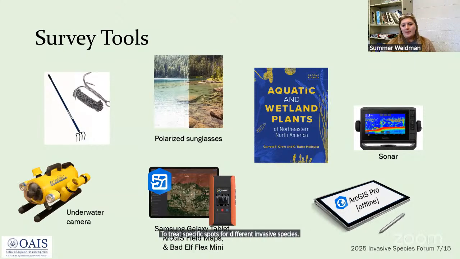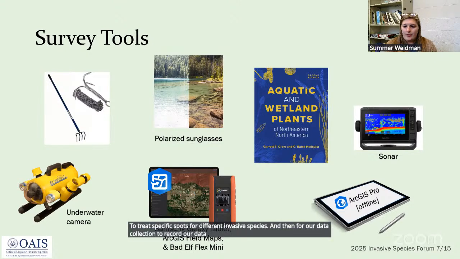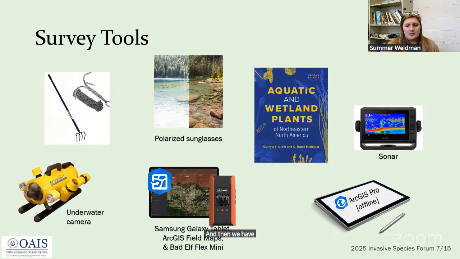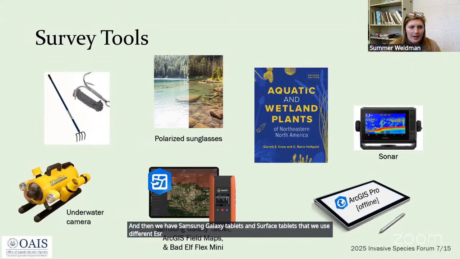And then for our data collection, to record our data, we use a Bad Elf GNSS system, which gives us our GPS coordinates. And then we have Samsung Galaxy tablets and Surface tablets that we use different Esri software for mapping.